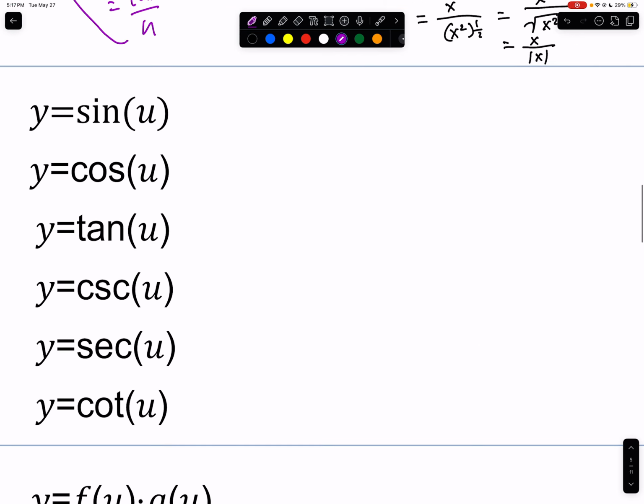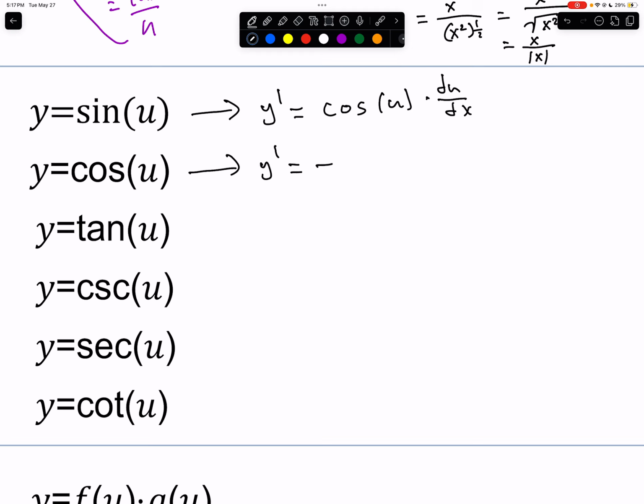Now, these are just your trig derivatives. I think the best advice is if you know your sine and you know your cosine, you could figure the rest of these out. So y prime is cosine of u times du dx. For cosine, y prime is negative sine of u times du dx. And with tangent, I would say you should just know these cold. But if you're really stuck, think about sine of u over cosine of u and do the quotient rule.